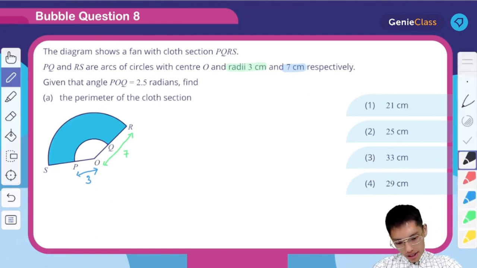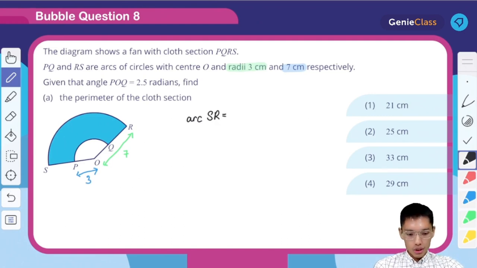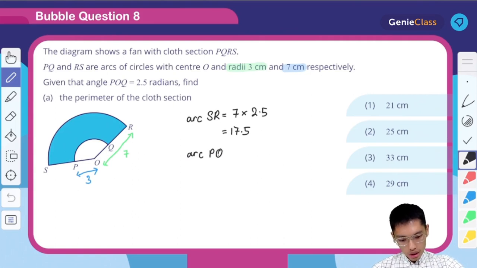First one, I find SR. SR is the big arc, R theta. R theta, so it's 7 times 2.5. This gives me 17.5. Next one, arc of the smaller one, which is PQ. 3 times 2.5. Alright, this is equals to 7.5.